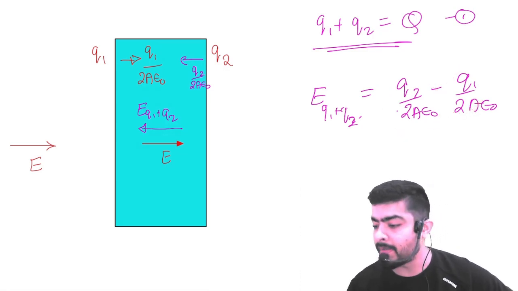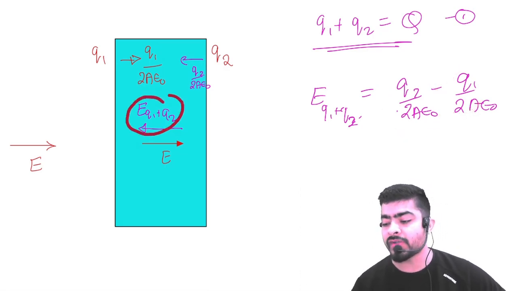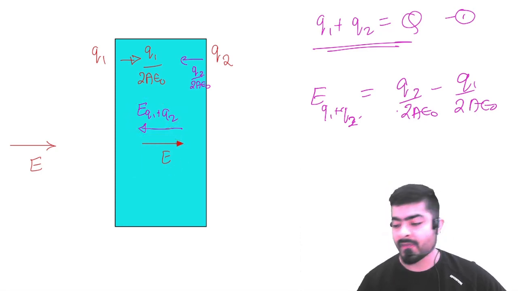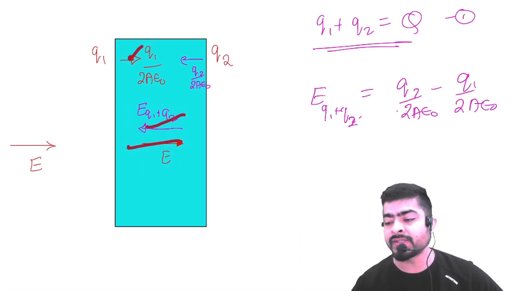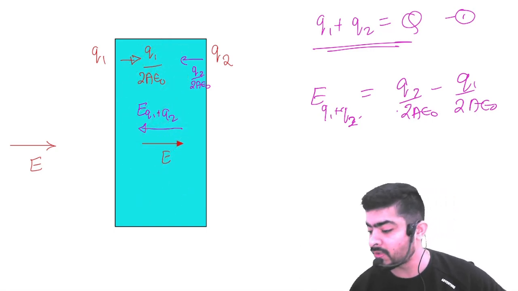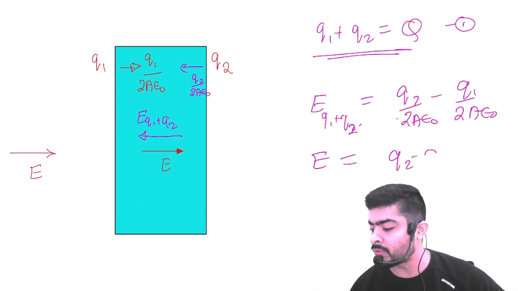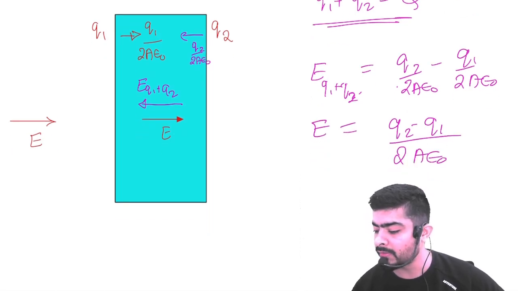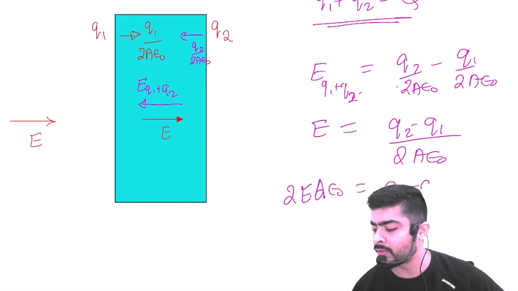But this should also be equal to capital E, because if they cancel each other, only then the field inside the conductor will become zero. Correct? So E is equal to Q2 minus Q1 by 2A epsilon naught, or 2EA epsilon naught equals Q2 minus Q1.